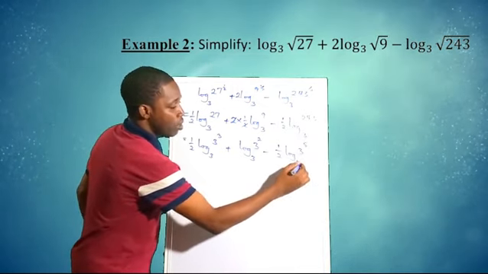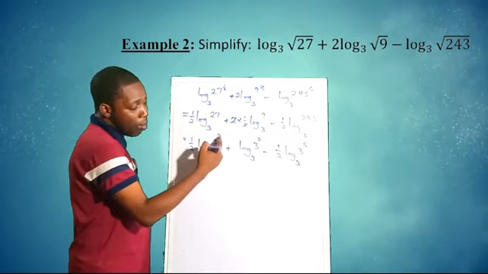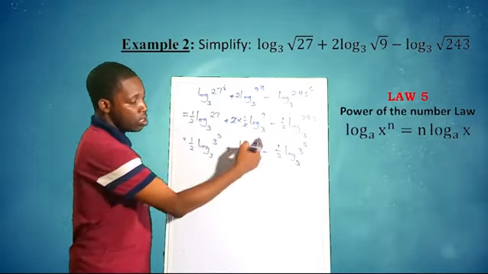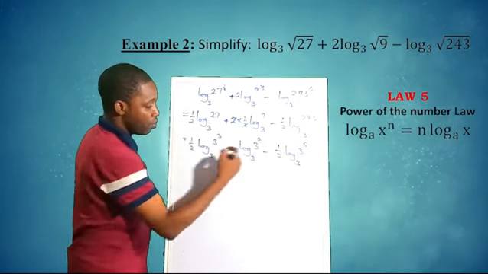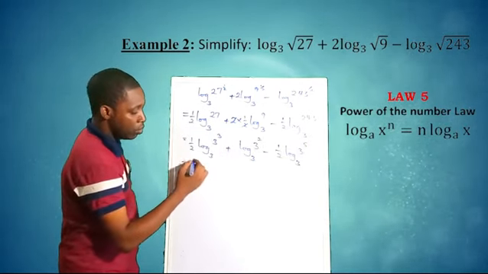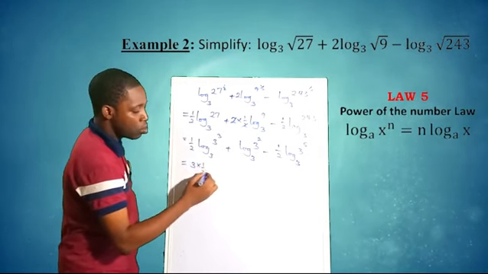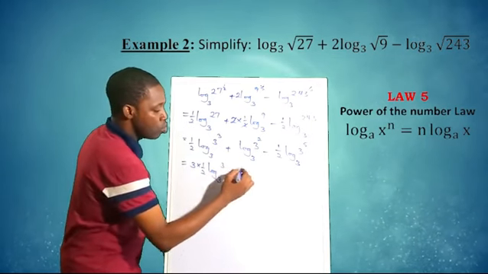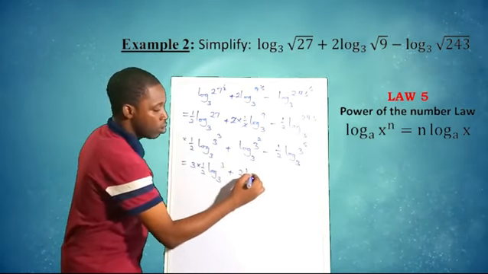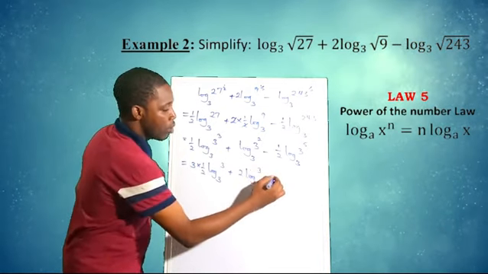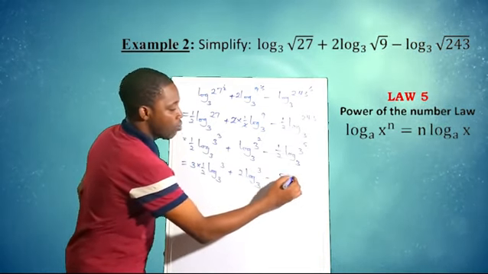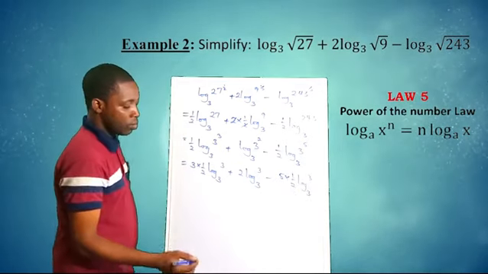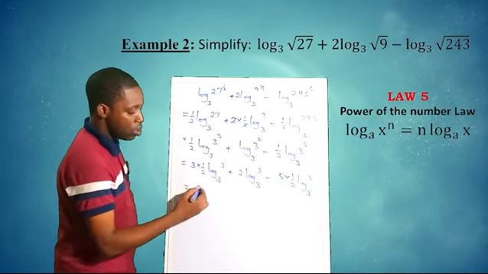I have my base 3 also. I will now bring the power to the back like I did in the case of this half. This 3 will come here, the 2 here, same thing for this 5. So that we have 3 times 1 over 2 log 3 to base 3 plus 2 coming to the back with the log 3 to base 3 minus 5 times 1 over 2 log 3 to base 3. 3 times 1 over 2 is 3 over 2.